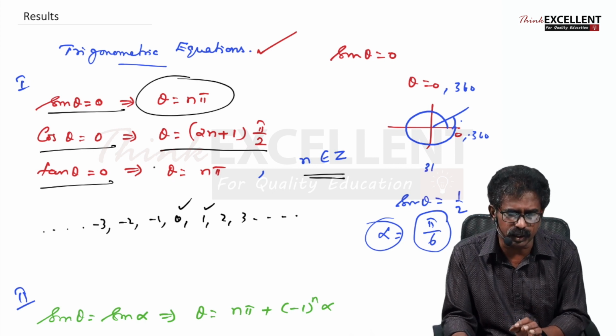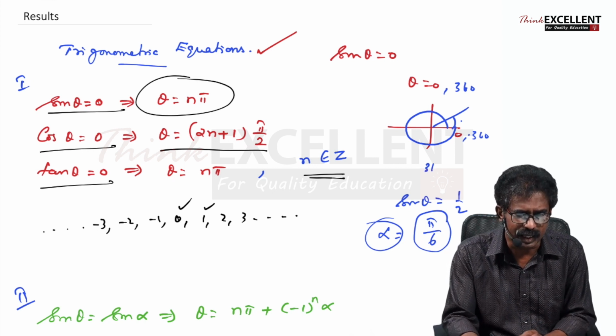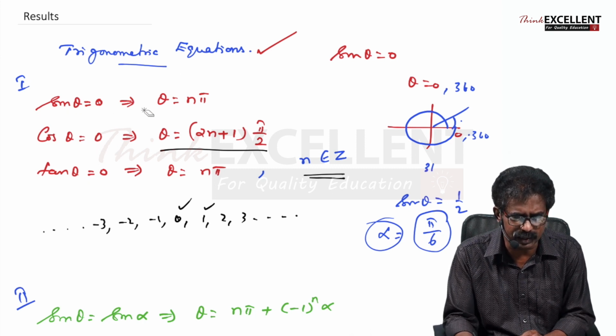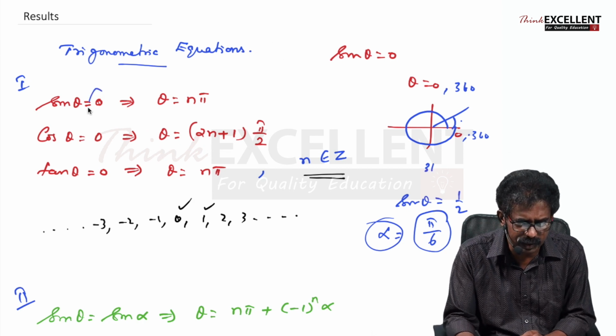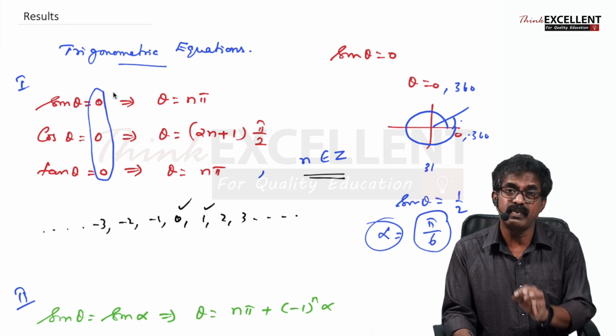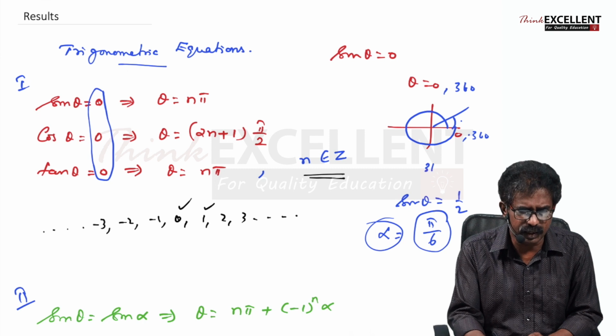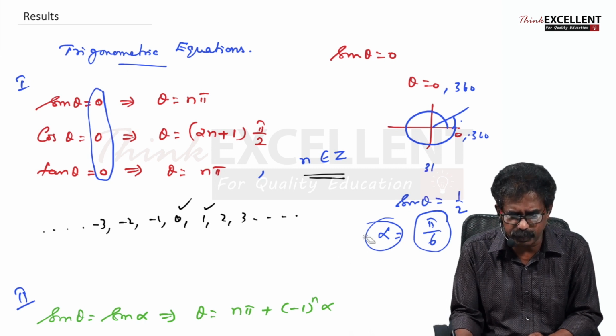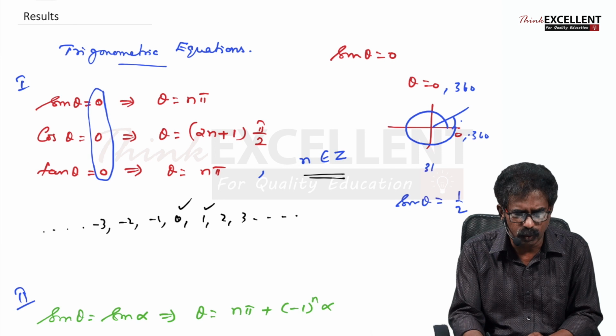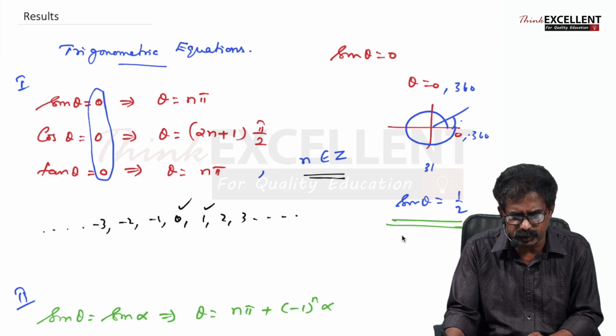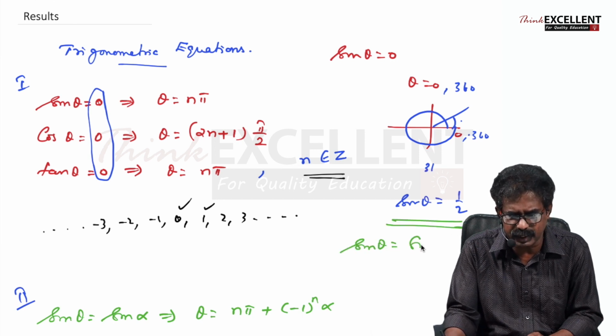All these formulas you can use only when the right side is equal to 0. Sin theta is equal to 0, cos theta is equal to 0, the right side values are zeros. If the right side values are not 0, for example, in one example I said sin theta is equal to 1 by 2, right? Sin theta equal to 1 by 2 can be written as sin pi by 6. Now this is of the type sin theta equal to sin alpha, right?